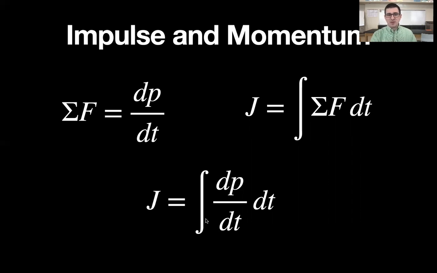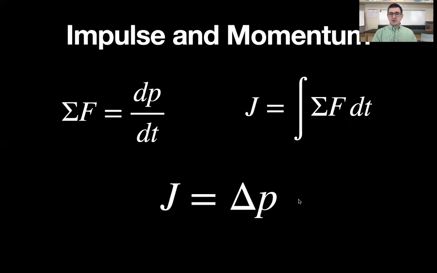not the momentum. Be very careful with this. Remember, when we take the integral, it's going to be final minus initial. So it's going to be impulse equals change in momentum, which this is huge. This is the connection between them. This is how it all ties together, and this is how it all makes sense.